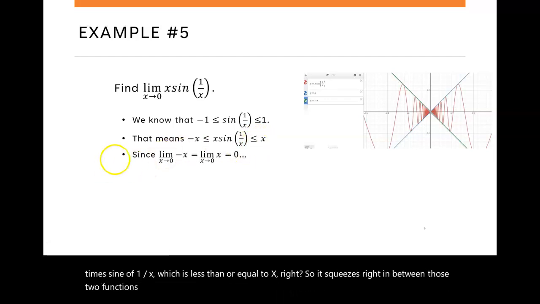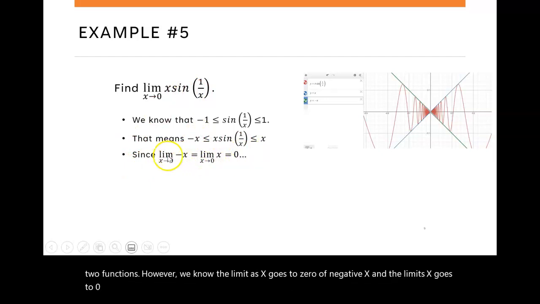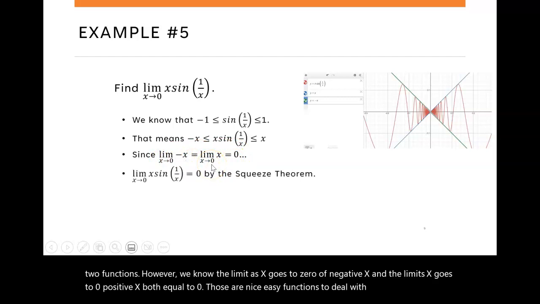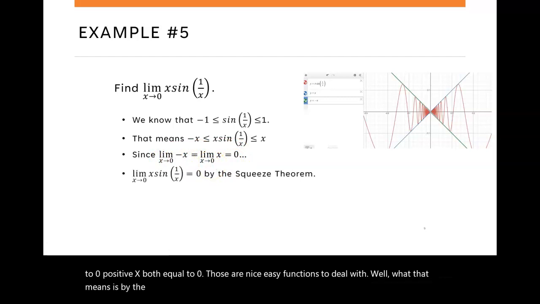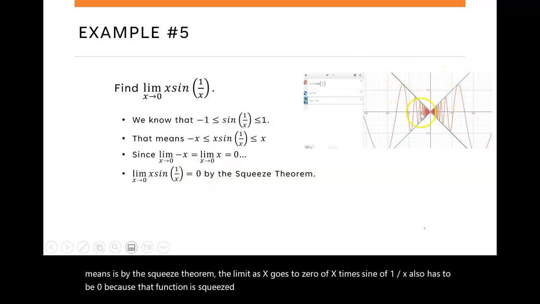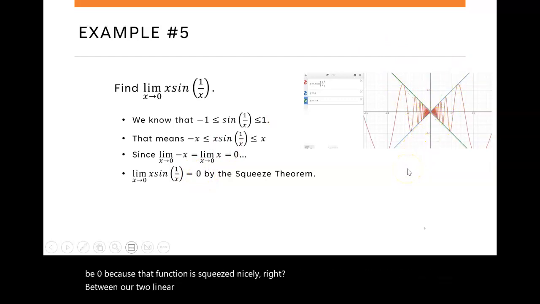However, we know the limit as x goes to 0 of negative x and the limit as x goes to 0 of positive x both equal 0. Those are nice, easy functions to deal with. Well, what that means is by the squeeze theorem, the limit as x goes to 0 of x times sine of 1 over x also has to be 0 because that function is squeezed nicely right in between our two linear functions there. So we proved it without even having to factor or anything.